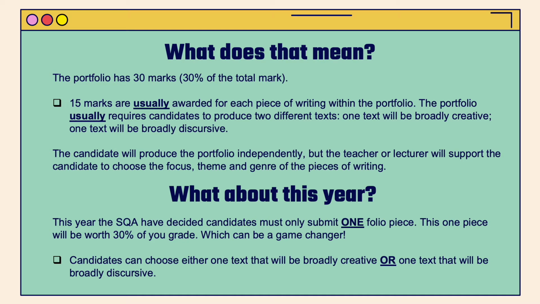Now this is advantageous for us because prior there was no hiding. If you were poor at a broadly discursive essay, this will show in your final folio piece. Or if you were poor at a creative essay, this would show in your final folio piece. However, now we can only choose one piece and we can choose our stronger piece. So if you have a stronger creative mind and you would like to do a creative essay, it means that we have the best chance to getting that 30% of our overall total mark.